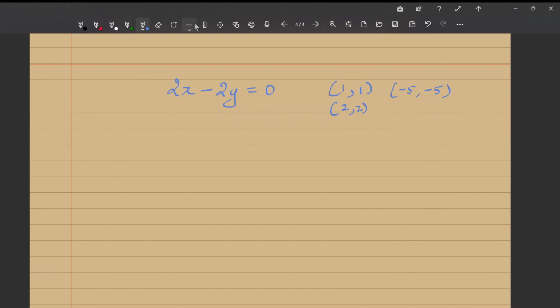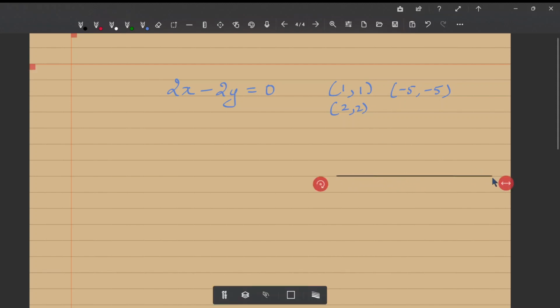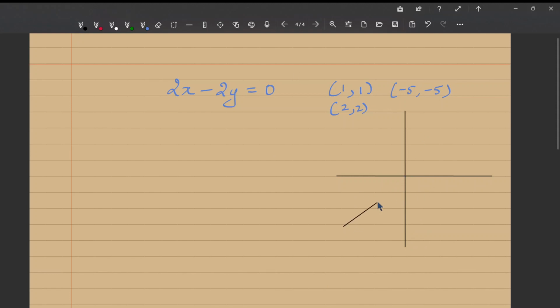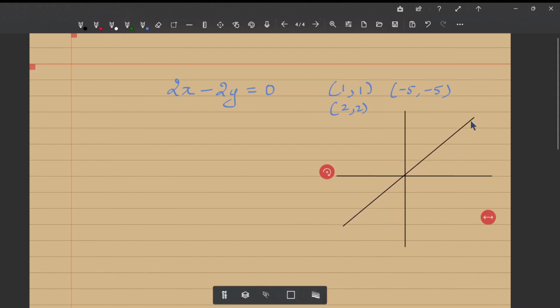So if you plot these points geometrically, with all the x values on the x axis and all the y values on the y axis, what would you get? You would get a line which represents 2x minus 2y, which passes through the origin 0 comma 0, because 0 and 0 is also a value which satisfies it, isn't it? 0 and 0 also satisfies 2x minus 2y is equal to 0.